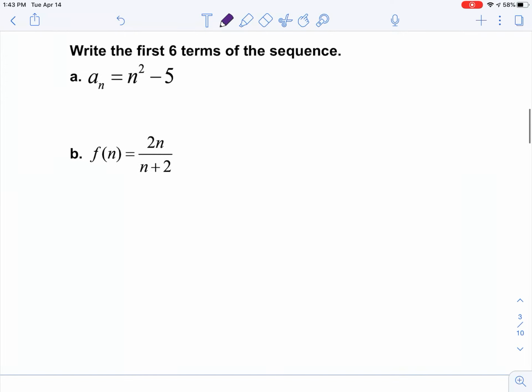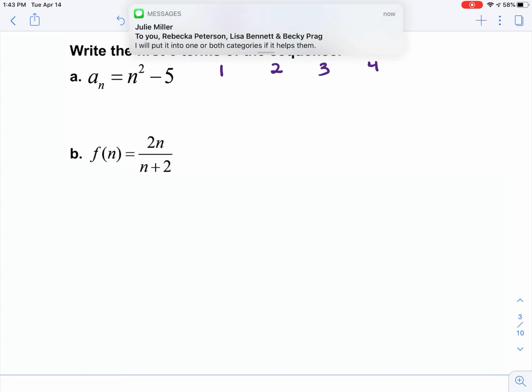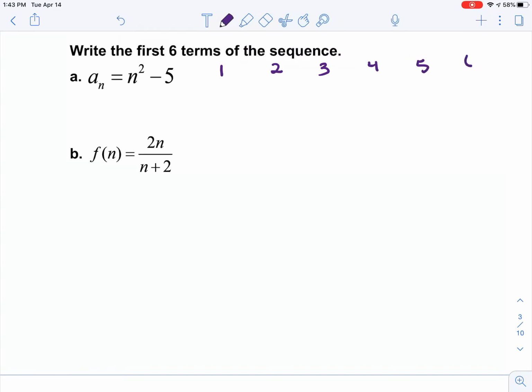So, on our first set of problems, we're going to find the first 6 terms of the sequence. And this is written a little bit different than you're used to. a sub n, our term that we're looking for, equals n squared minus 5. So we're looking for the first 6 terms. So I'm going to write term number 1, term number 2, term number 3, 4, 5, and 6.